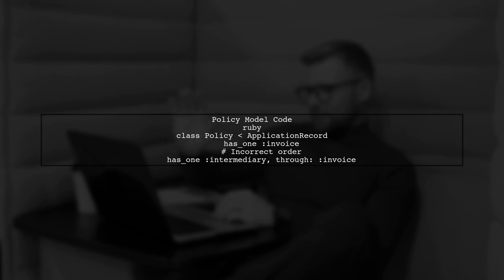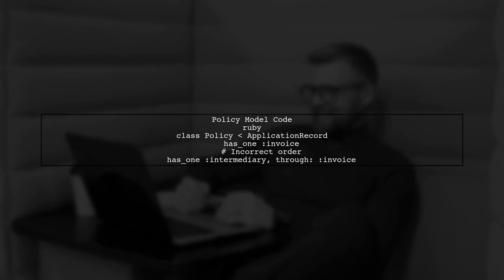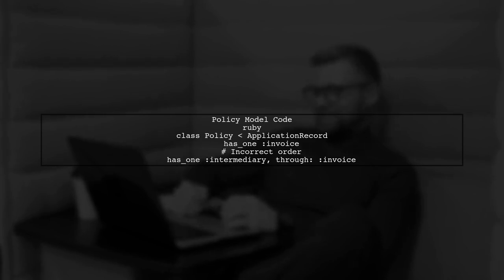In the policy model, you have a has-one association with invoice and a has-one through association with intermediary. However, the through association must be defined after the direct association. To resolve this, you need to ensure that the intermediary association is defined after the invoice association. Let's adjust the code.